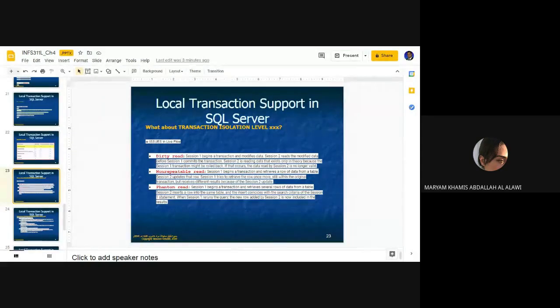Yes. I need the definition. Read committed. What's the problem with read committed? Yeah, tell me. Full definition. Yeah, define.